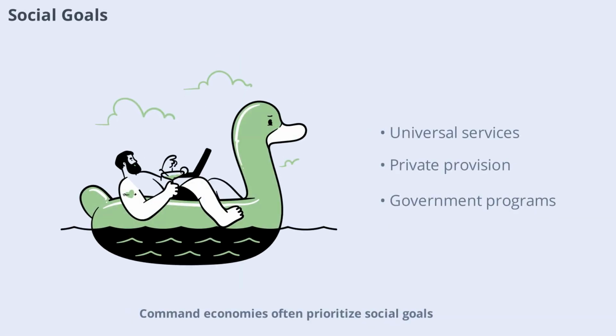Command economies often prioritize social goals such as universal healthcare or education. Market economies rely more on private provision, which can lead to gaps in access. Mixed economies use government programs to address social needs.